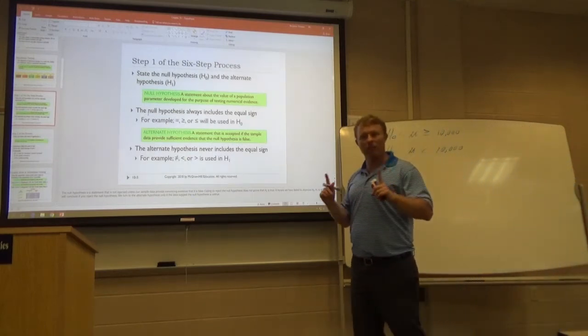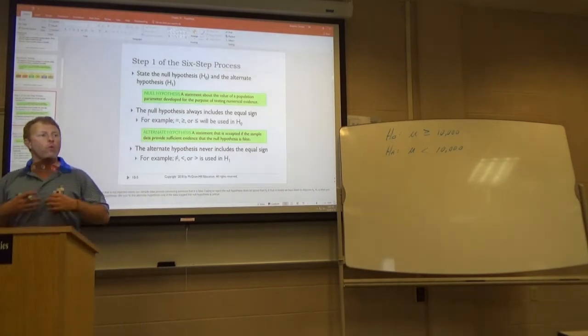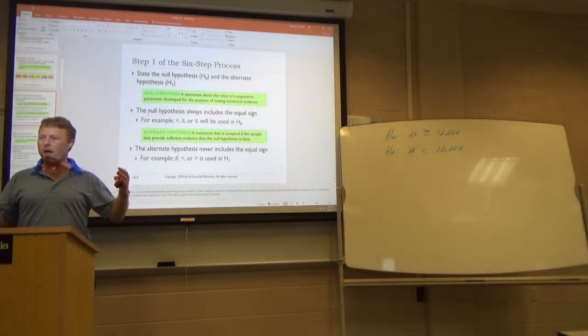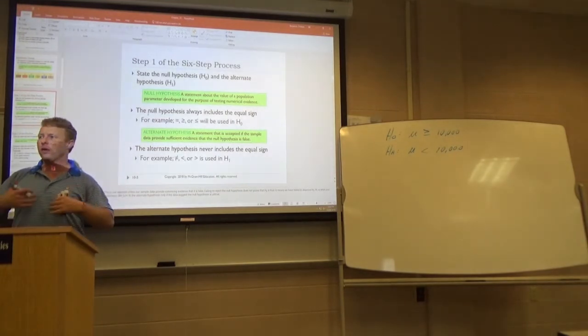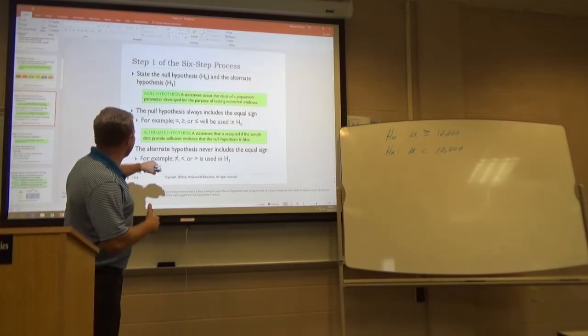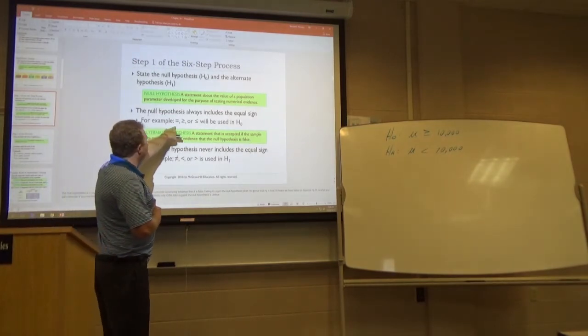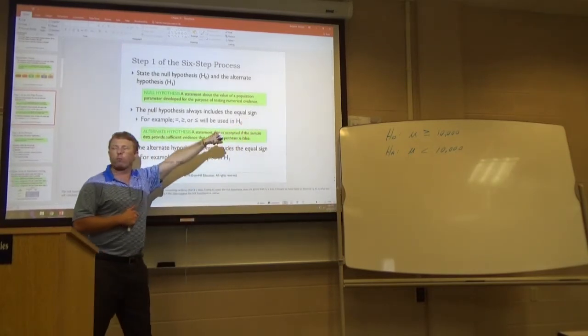That's step number 1. Believe it or not, it's that easy. Identifying what our hypothesis is, writing that as our null hypothesis, and identifying the alternate. Now I want you to notice something right here. The null hypothesis always includes the equal sign, equality in some form or function.